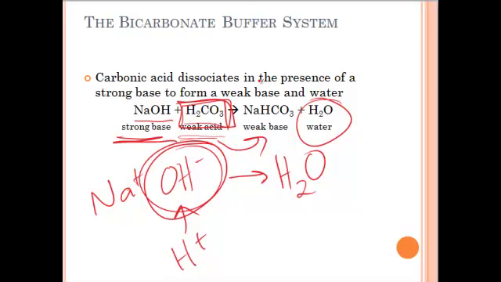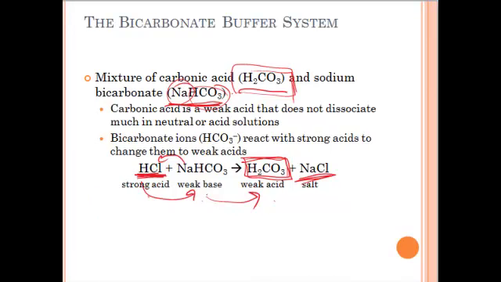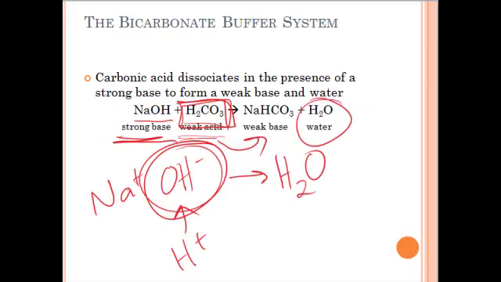So this is what's happening inside our body. If the fluids get too acidic, then the buffer system is going to react to make that less acidic. It's going to make it into a weak acid. If our fluids get too basic, then the opposite's going to happen, and the buffer system is going to work to make it into a weak base. This is how our kidneys function in controlling the acid-base balance inside our body.